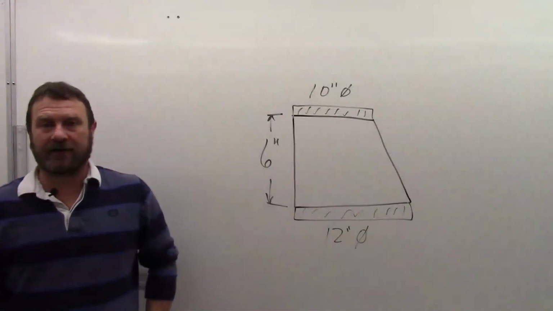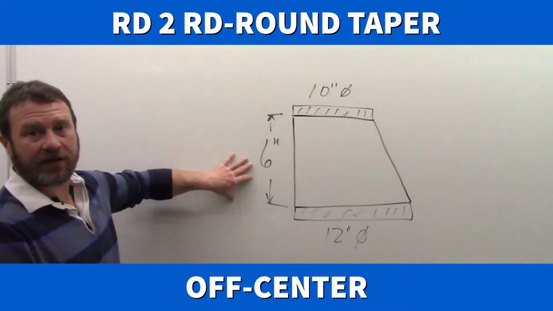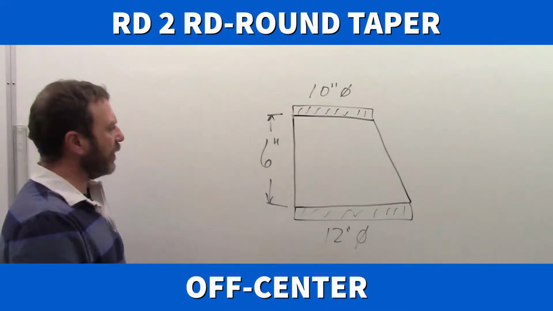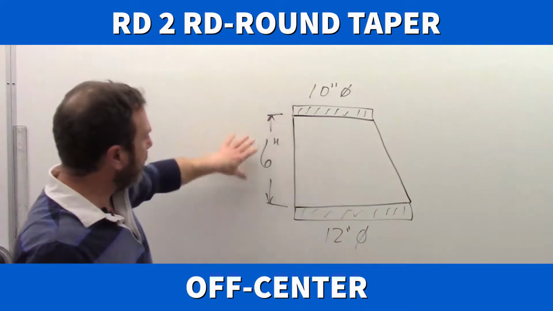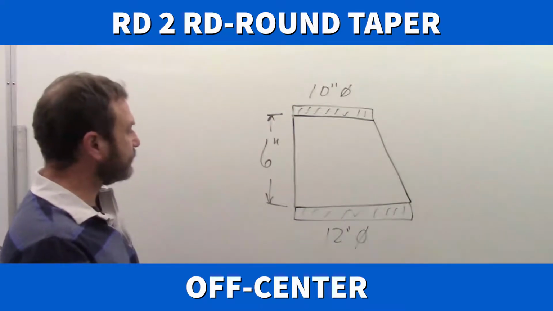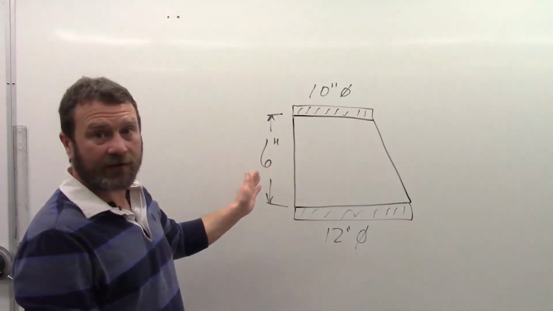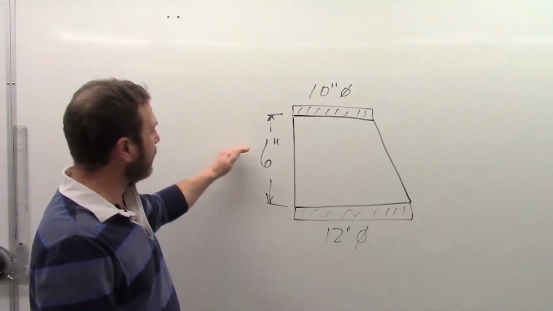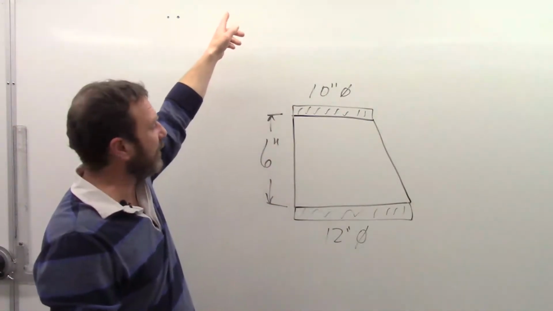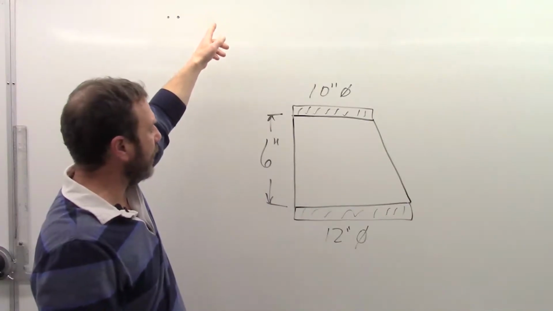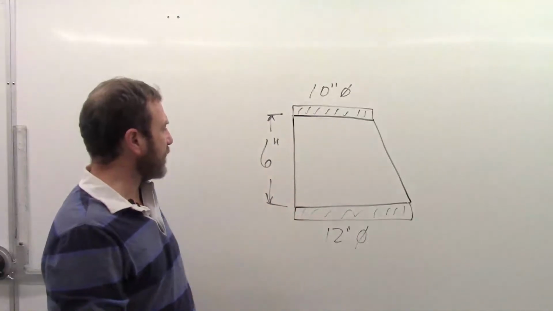Okay, we're back again to look at another triangulated fitting, and this one is an off-center round-to-round or round taper. 12-inch diameter to 10-inch diameter over a height of 6 inches. Now this one, it's off-center, so that's one of our indicators. We can't use radial line. But again, if we looked at where the apex point may be, it's going to be a really far way away because of the small change in size.